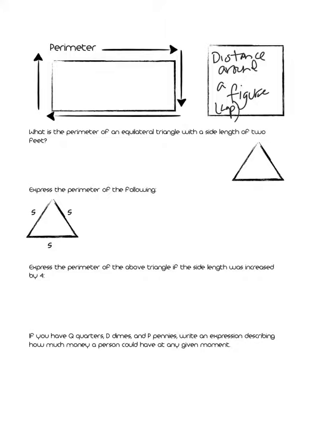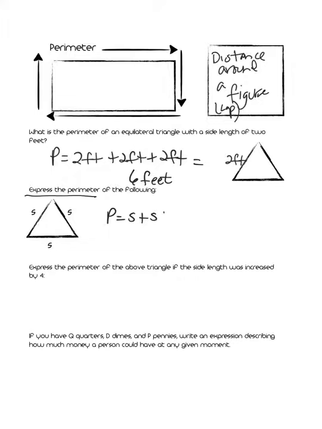So we have an equilateral triangle, and it has a side length of 2 feet. And if you were to find the perimeter of this, the perimeter would be the 2 feet plus 2 feet plus 2 feet, because an equilateral triangle has all sides that are equal. That's 6 feet altogether. Notice that I didn't say feet cubed because I'm adding feet to feet. I'm not multiplying. So if you were going to express the perimeter of the following, this one has s's as a side. So the perimeter would be s plus s plus s, or you could simplify that and say 3 s's.